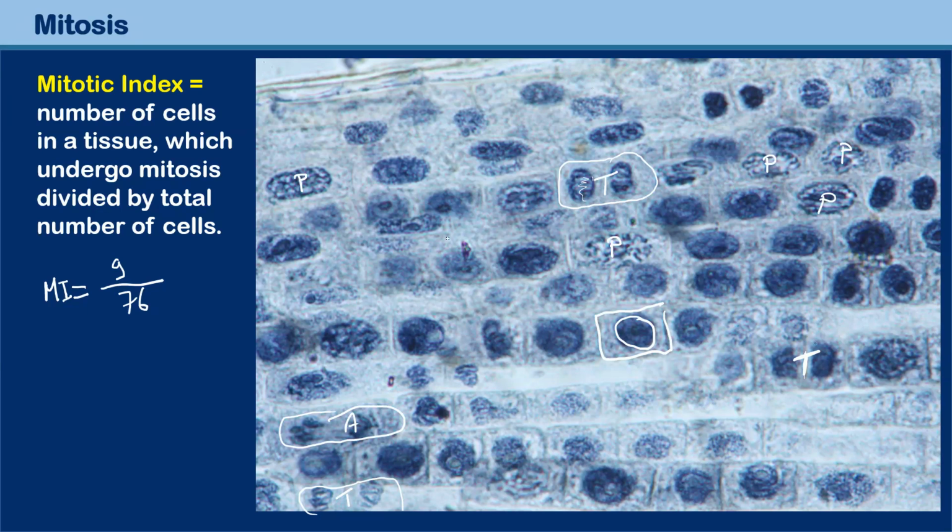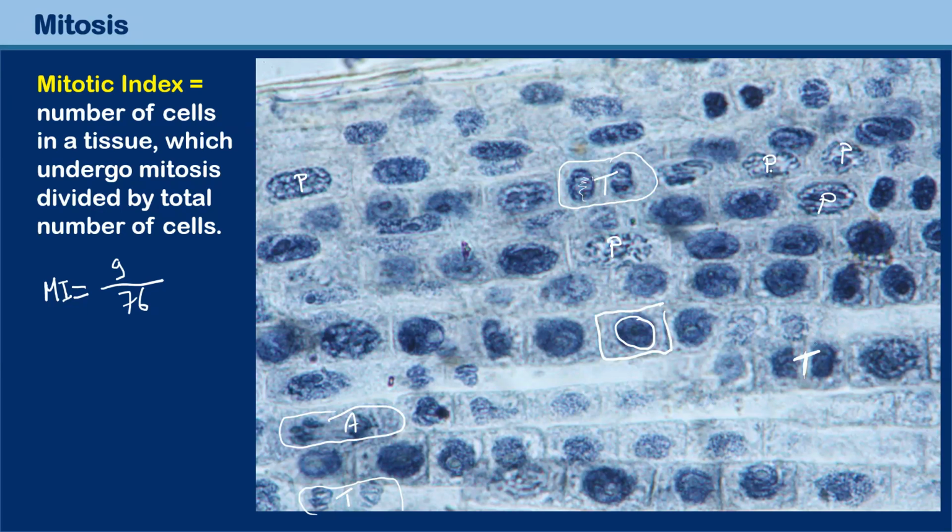That's a nice practical. You count a few hundred cells, you count them in rows, and you basically tell your partner interphase, anaphase, and so on, telophase, and then you can determine how many cells are currently dividing.